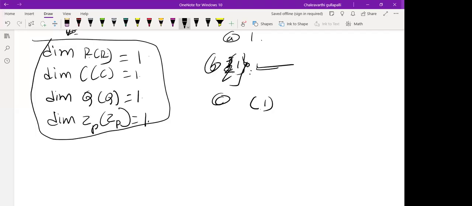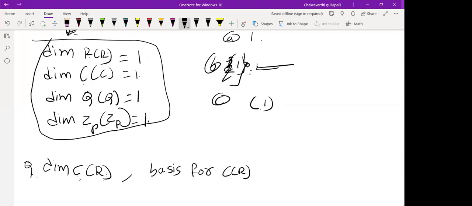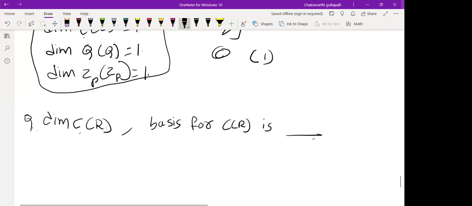Now, the next question is, what is the dimension of C over R? C over C is this. You know that C is a subset of C, therefore it is a vector space. R is also a subset of C, therefore this is also a vector space. Then the question is: dimension of C over R, comma, basis for C over R is. Very important. For C over C, it is 1; now C over R.